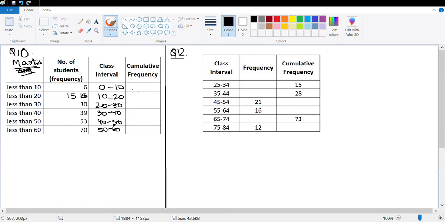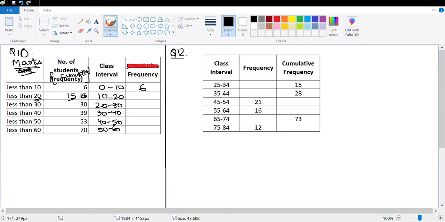So what they want me to do is construct a frequency distribution table, which means I don't want to construct a cumulative frequency, I want to construct a frequency distribution table. So I need frequency. What is already given is cumulative frequency, because this is in the less than form. So this is 6, which means 0 to 10 is 6. Next one will be subtract.